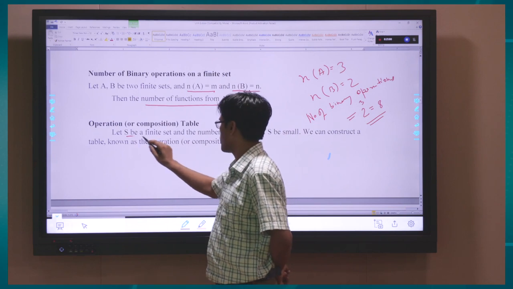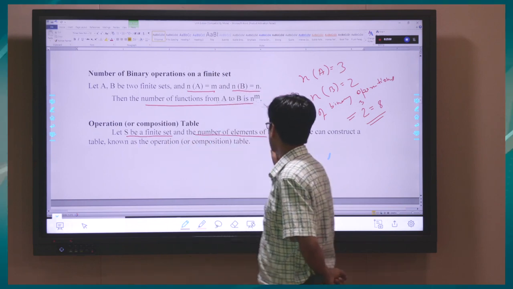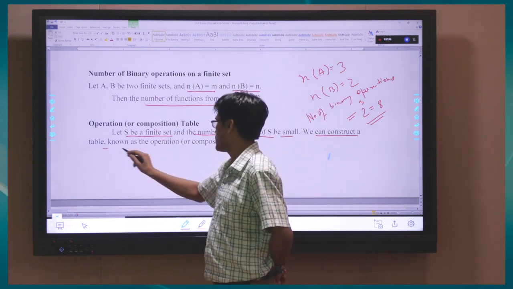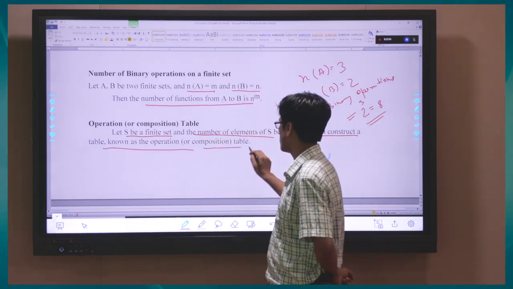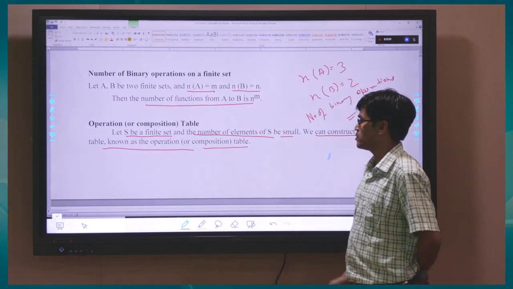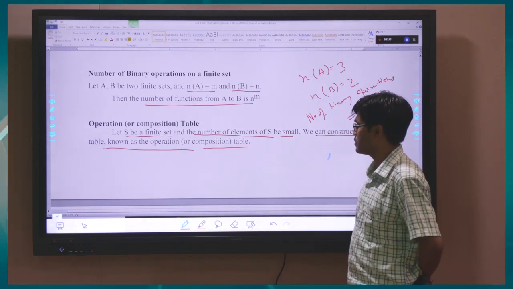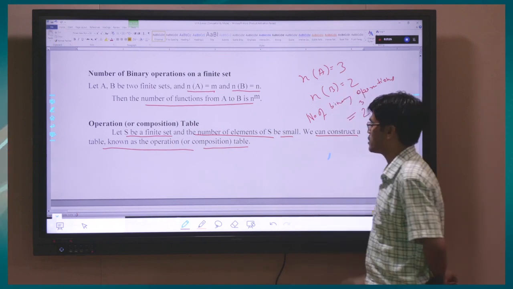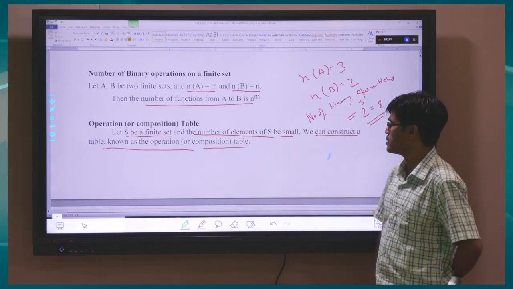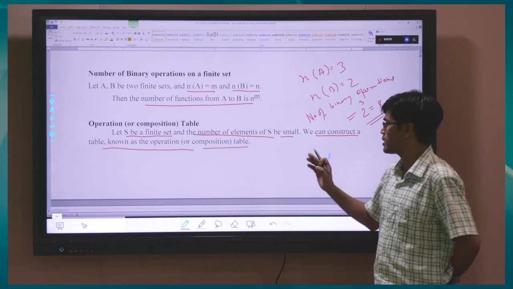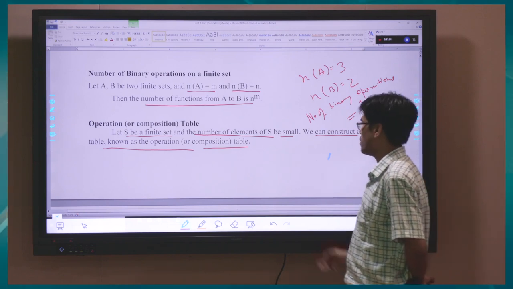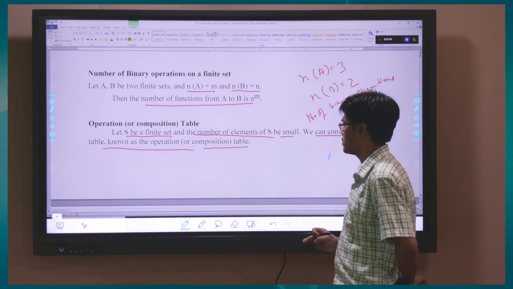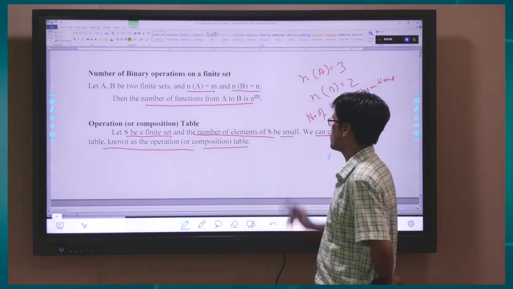Next, there is an operation table, also called a composition table. If S is a finite set with a small number of elements, then we can construct a table known as an operational composition table. In the next discussion of questions, we will give you an example of a composition table, and show how we can find whether an operation is a binary operation or not with the help of the composition table.